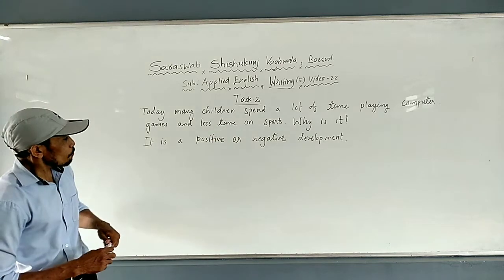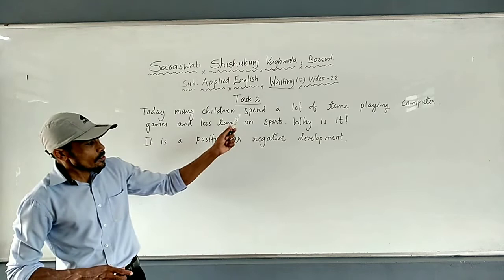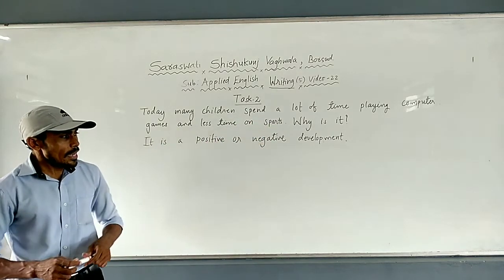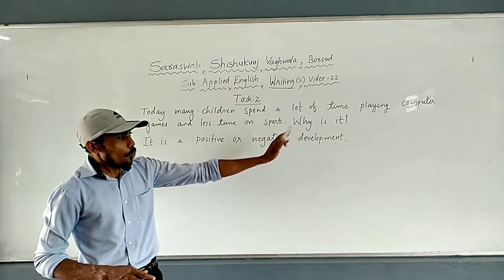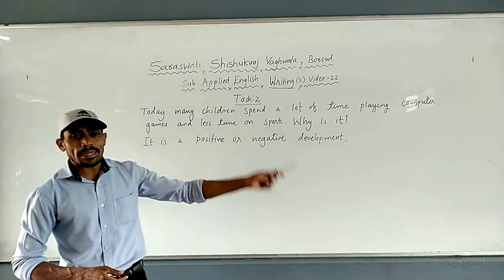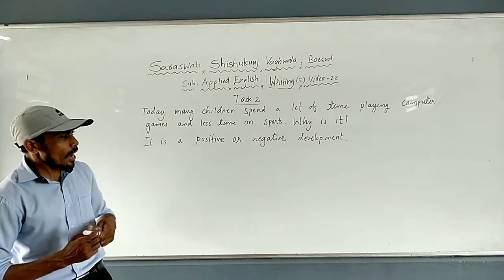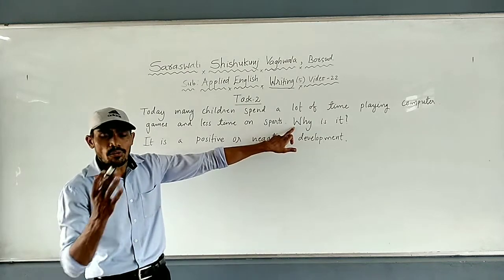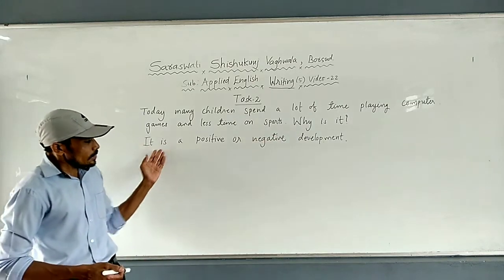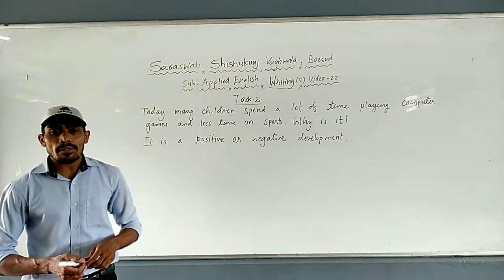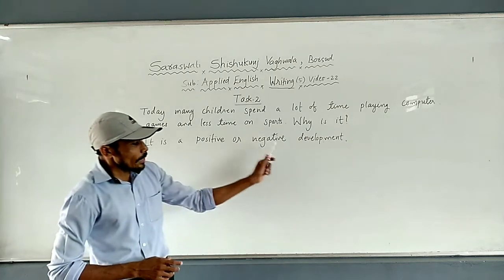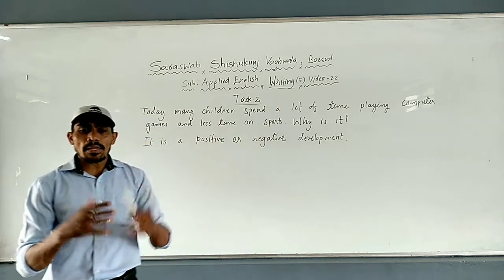Let me read out the essay. Today, many children spend a lot of time playing computer games and less time on sport. Why is it? That means why is it happening? Is it a positive or a negative development? Now there are two questions being asked. One is why is it happening, what is the reason behind it? And the second one is whether it is a positive or a negative development. So there are a total of 2 types of questions asked in this essay.